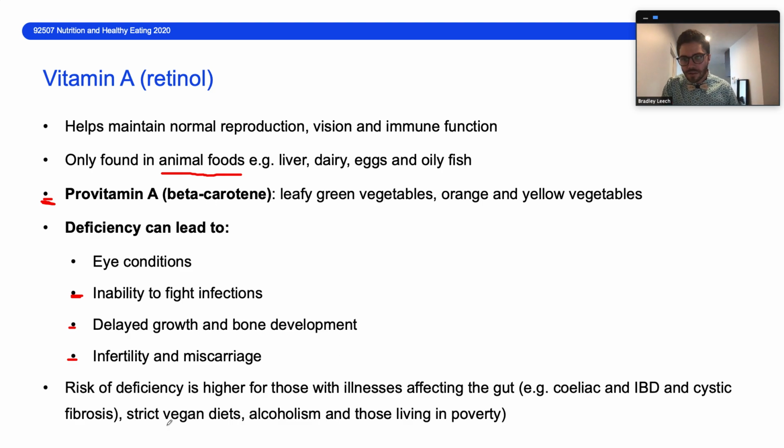Strict vegans can also pose a potential risk of vitamin A deficiency if they are not consuming enough provitamin A foods. Also at risk are individuals who live in poverty, and those who consume excess amounts of alcohol.